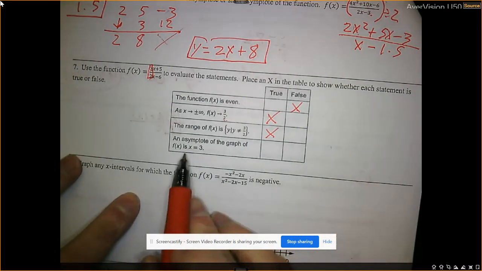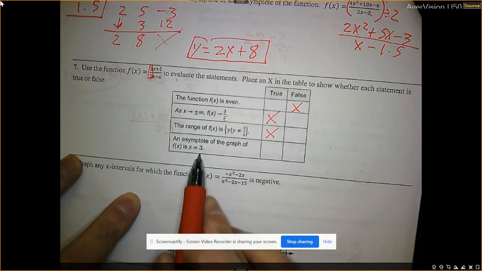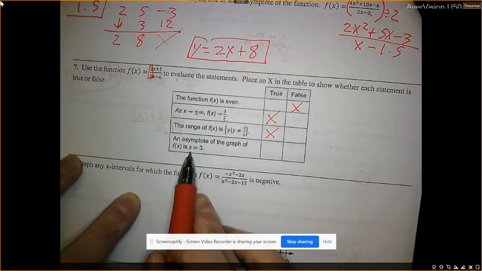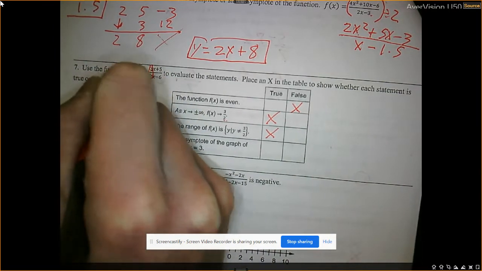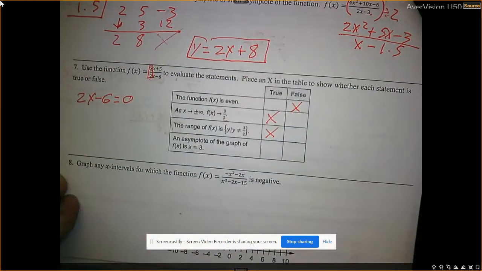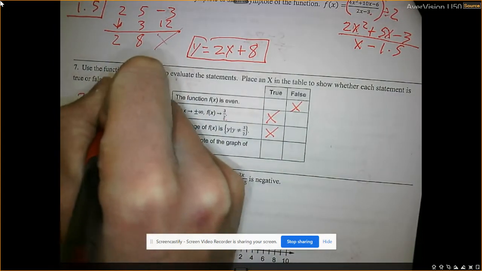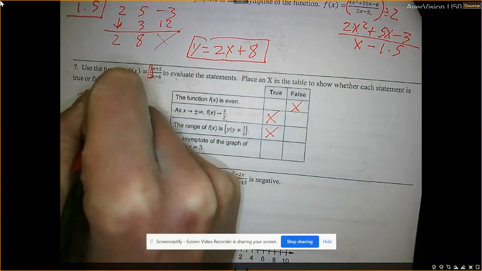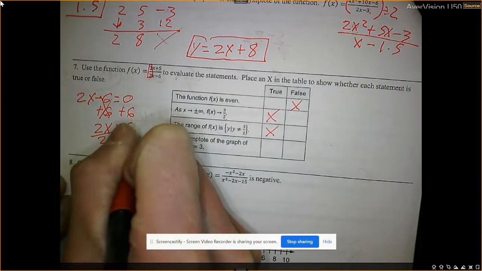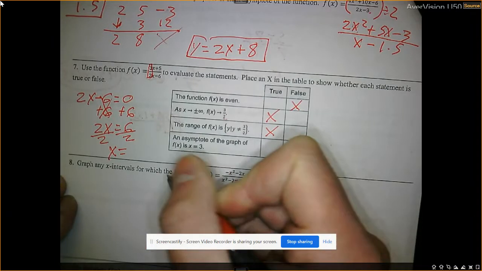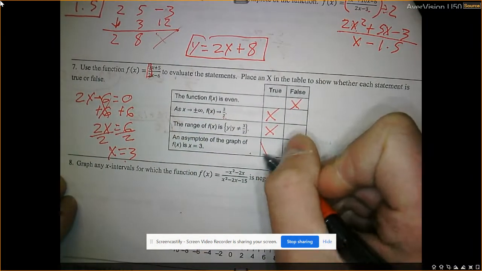Now an asymptote of the graph of f of x is x equals 3. So now we're talking a vertical asymptote whenever you see x equals. And vertical asymptotes happen when our denominator equals 0. So here's our denominator, 2x minus 6. What's going to make that equal 0? Let's find out. We just have to solve for x. Now we get 2x equals 6. So that cancels. And when we finish solving for x here, we do get x equals 3. That's our vertical asymptote, making this true.